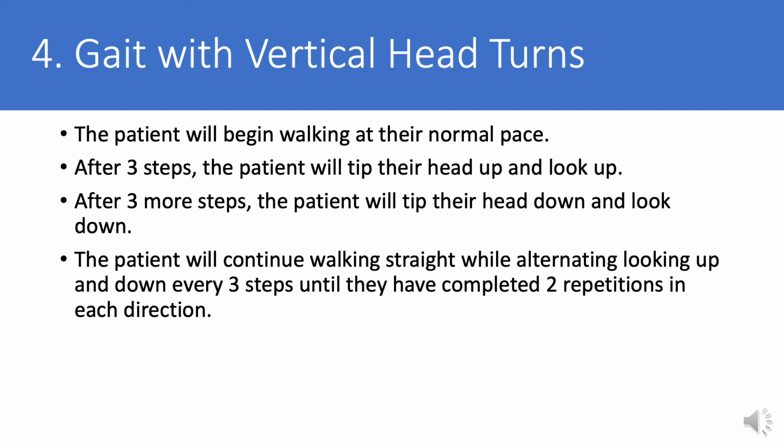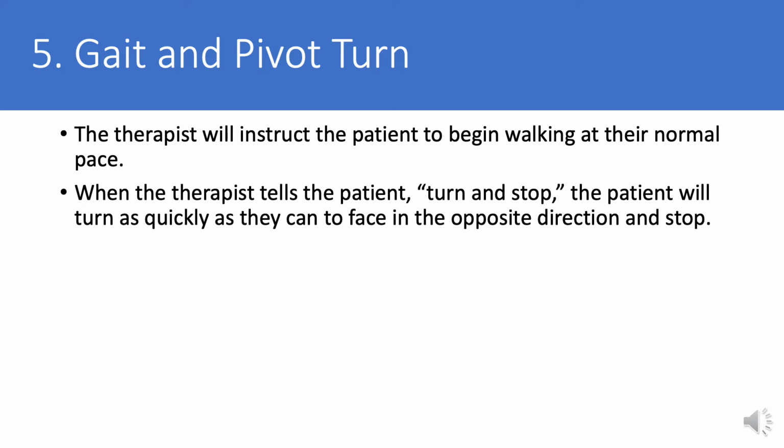for 3 steps apiece. For the fifth assessment, this is the gait and pivot turn. The therapist will instruct the patient to walk at their normal pace. When the therapist tells the patient to turn and stop, the patient will turn as quickly as they can to face the opposite direction and stop. This is not at a set point, so the patient will not know when they will turn around, but will be as soon as the therapist says to do this. So they have to react to the therapist saying this, turning and stopping and facing the opposite direction.